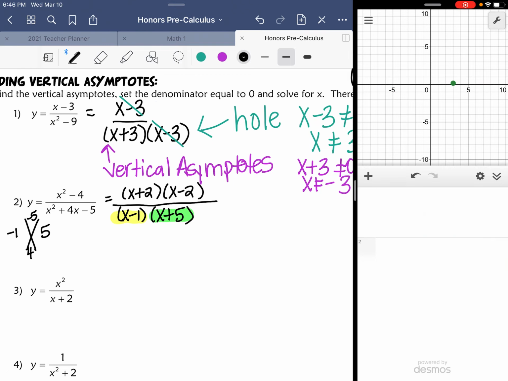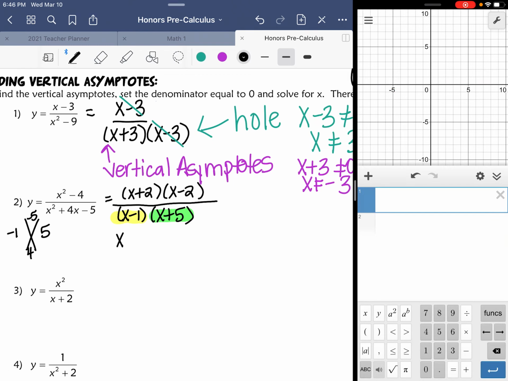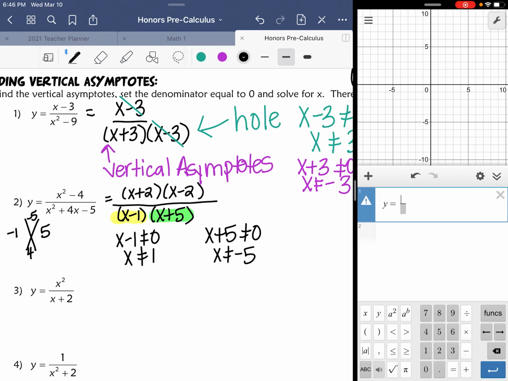So I can graph this and actually see that happening here. So I have x minus 1 can't equal 0. So x can't equal 1. And then x plus 5 can't equal 0. So x can't equal negative 5. So I'm saying that I have 2 vertical asymptotes at positive 1 and negative 5.